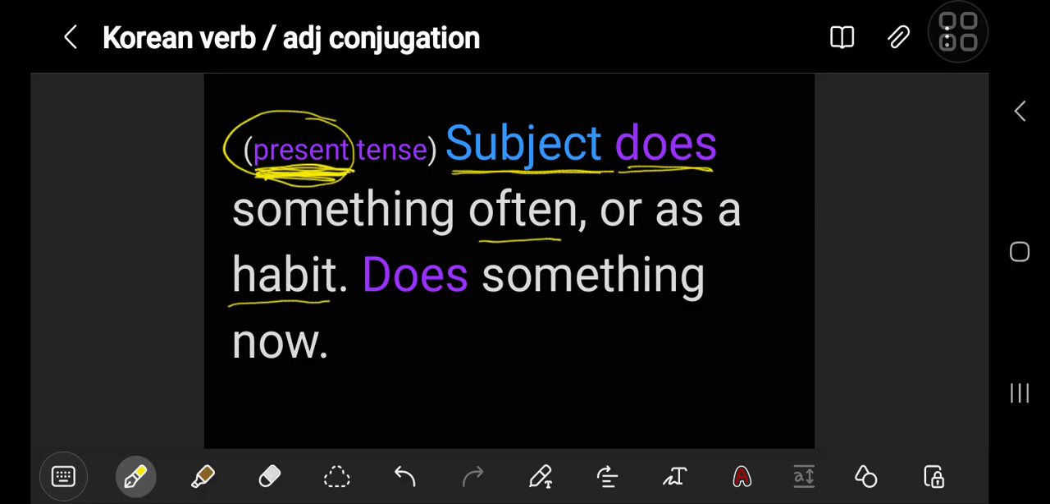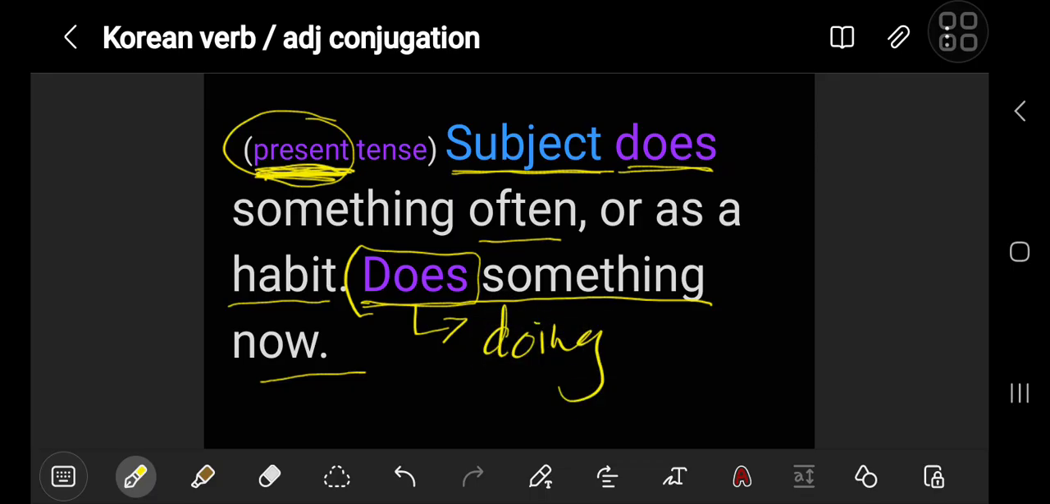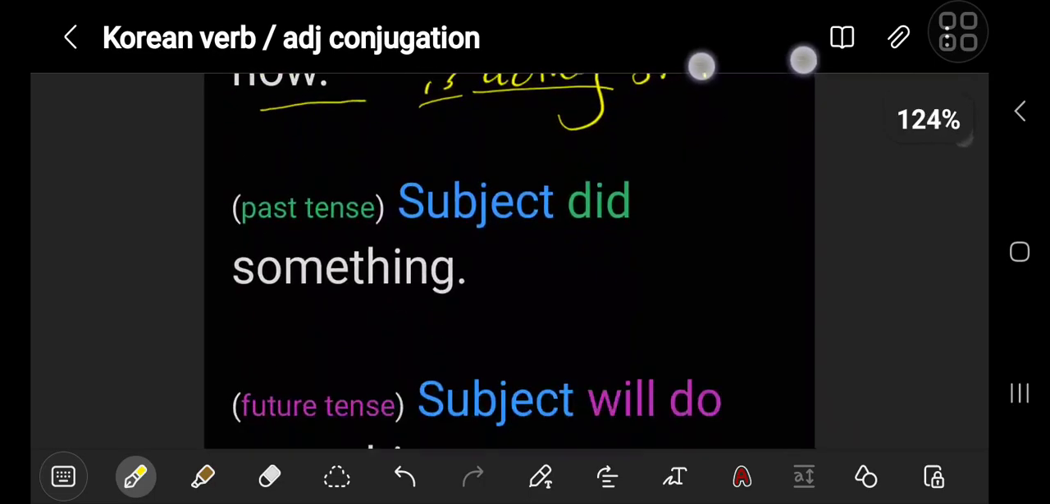The Korean present tense is also used for telling when someone is doing something now. So I said does something because I use the English present tense for the English word, but the feeling actually is doing something. So in English, you would say is doing. Someone is doing something right now. So with the Korean present tense, you can use this to say is doing something right now.